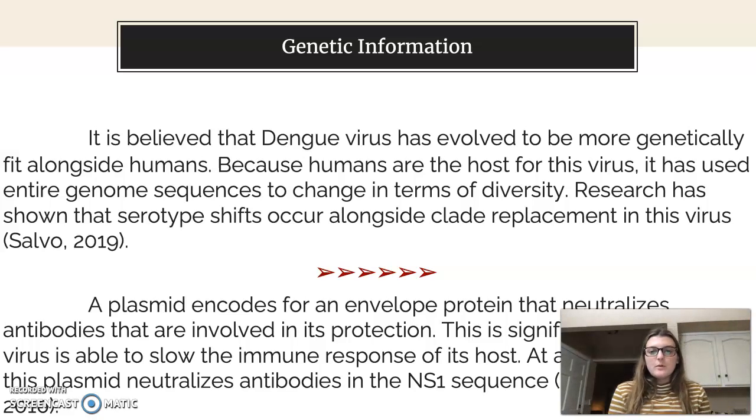It's pretty typical for a plasmid to encode for an envelope protein. It will neutralize antibodies, and this is involved in its protection. This is common among viruses. But this is significant because it's able to slow our immune response. At a molecular level, the plasmid neutralizes antibodies in the NS1 sequence.